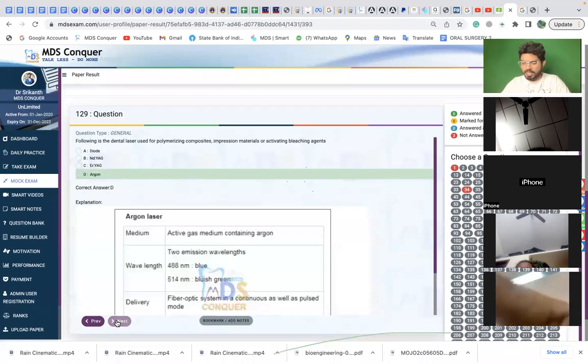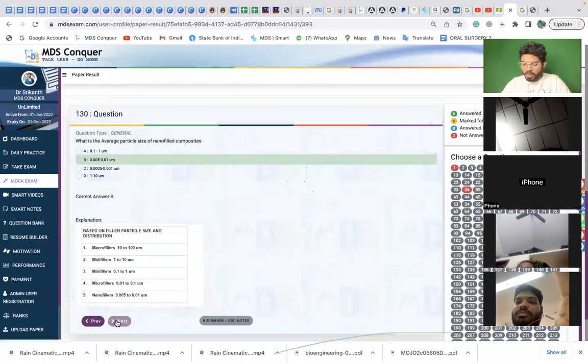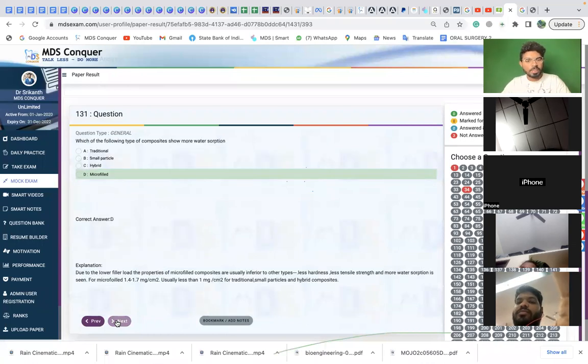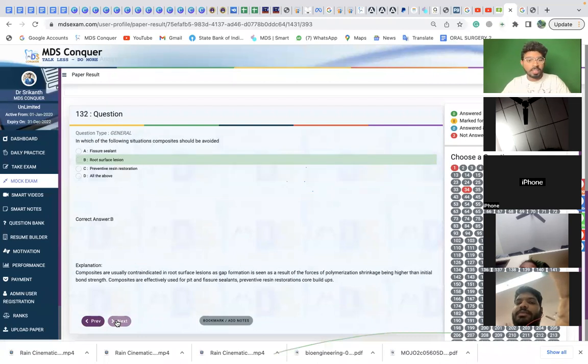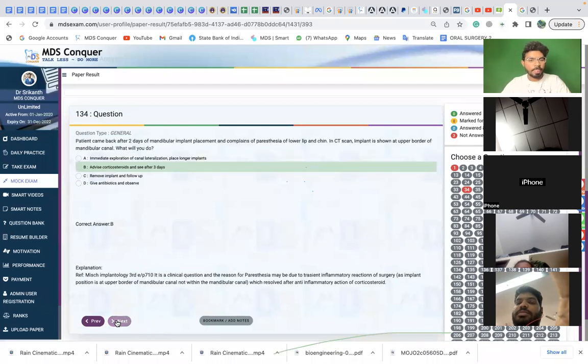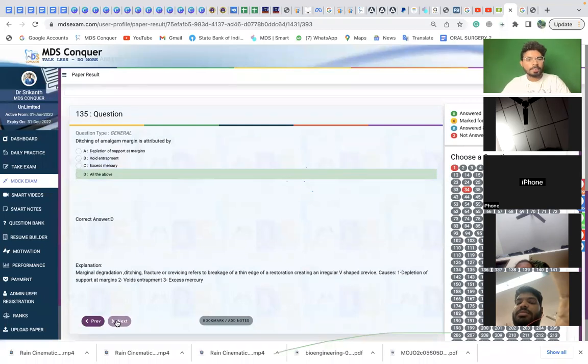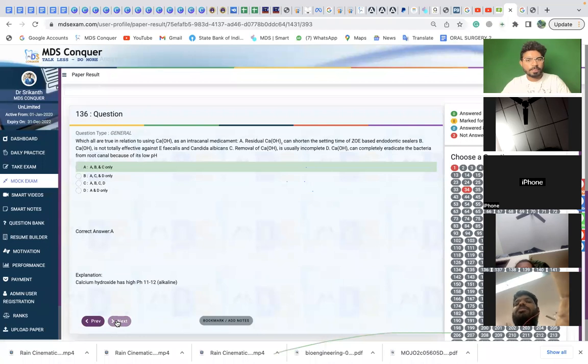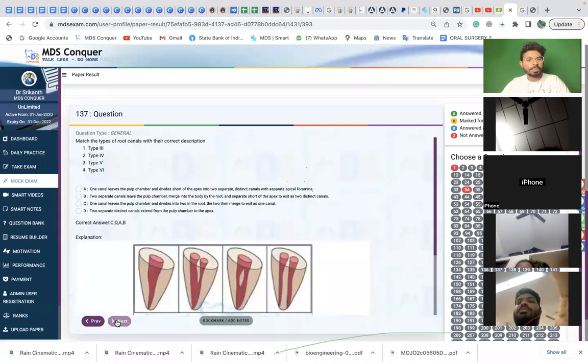I told you to check lasers. Again, a lasers question. I told you to check the fillers classification question. I'm not considering this. I'm not including this also. This is a direct dental pulse question. I'm not including this. This is a very simple common sense question.